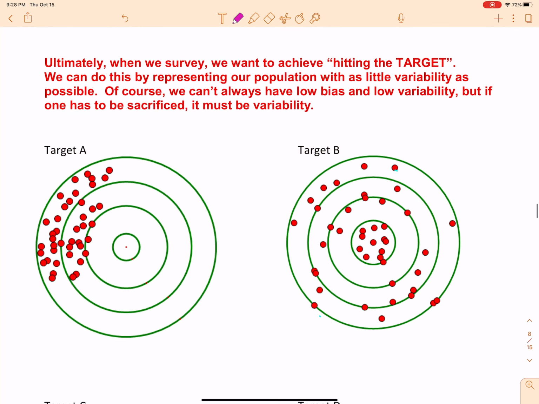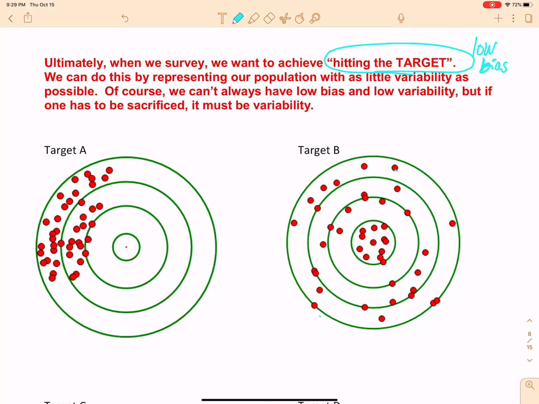Okay, so when we talk about surveying and sampling, we always want to make sure that we hit our target. And what does that mean? Well, that means that whatever my population of interest is, I'm hitting that. I'm making sure that I am choosing for my population of interest and that it represents it well. So when we're hitting the target, that means we've got low bias, which is what we want. We can't eliminate bias, but we can do a good job of eliminating a lot of it.